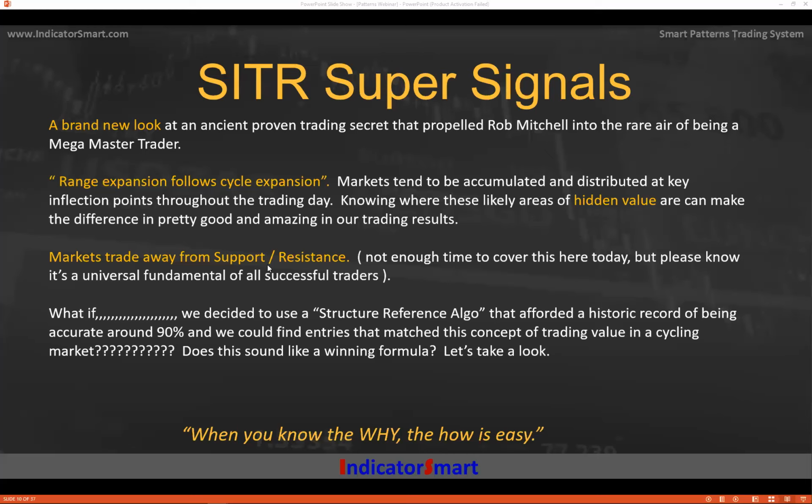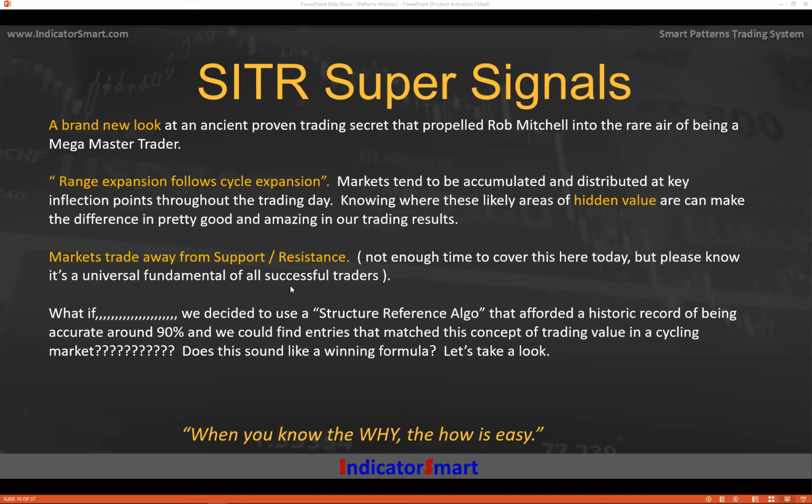I will trade it. The market moves away from support and resistance until it gets too far away, and then it comes back to density. There are scientific reasons. We'll teach you that in the room. We're not going to talk about that here today. But all of a sudden, structure reference changed his trading career.